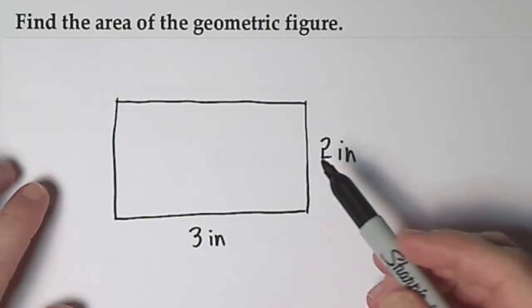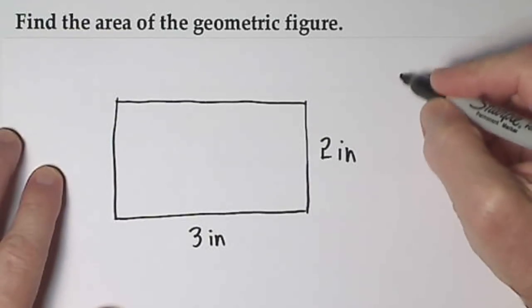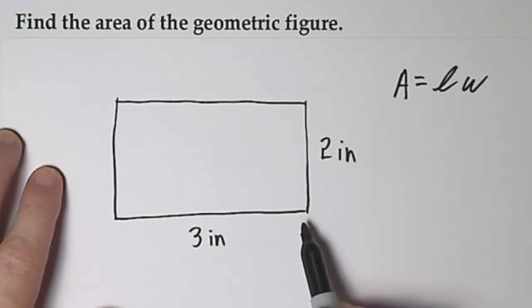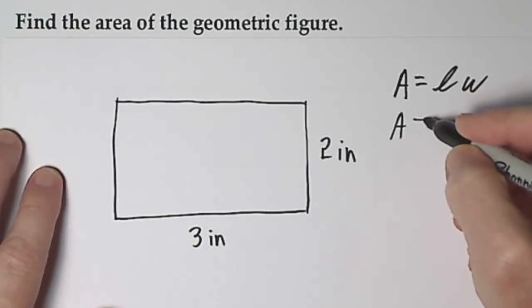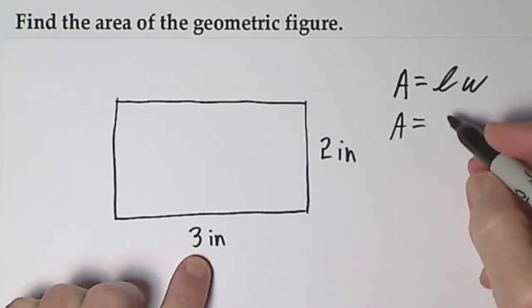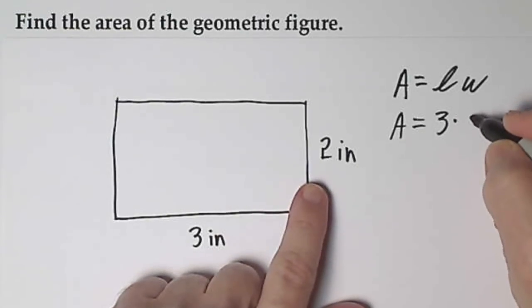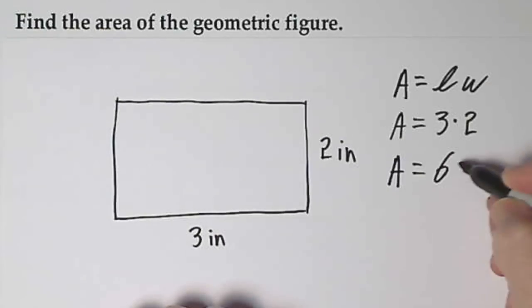To find the area of this rectangle, we will use the formula for area, which is length times width. The length is always the longest side. So we simply plug in those values. For length, we plug in a 3. For width, we plug in a 2. So the area ends up being 6.